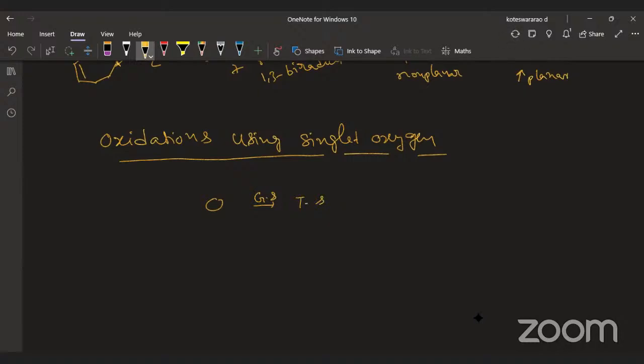Singlet oxygen can be generated by a low energy triplet sensitizer. Suppose this ground state oxygen is irradiated with a triplet sensitizer, that leads to the formation of singlet oxygen from triplet oxygen, using whatever sensitizer is used in this reaction.